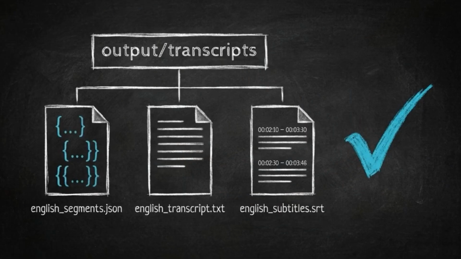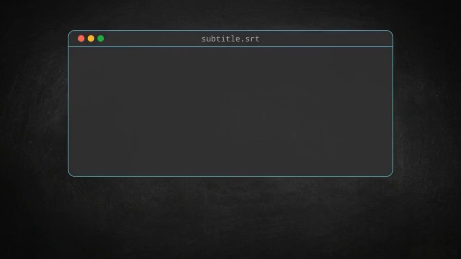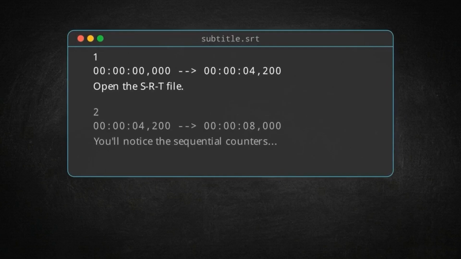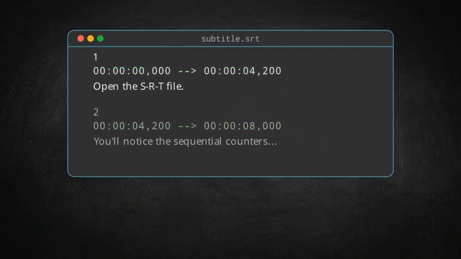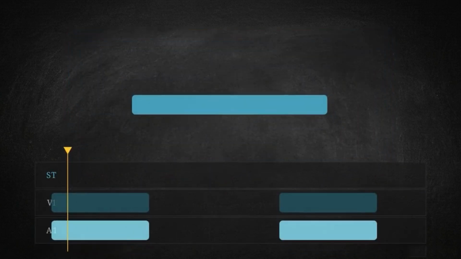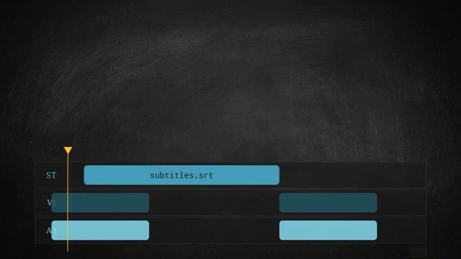Go into your output transcripts directory to visually confirm the pipeline succeeded. You should see your 3 finished files. Open the SRT file. You will notice the industry-standard sequential counters and arrow-separated timestamps. This file is immediately ready to drop into any video editing software.